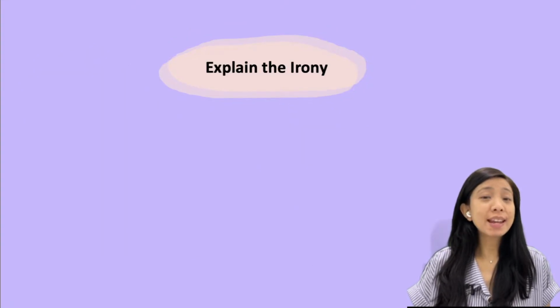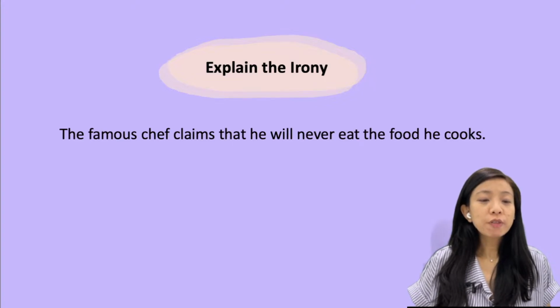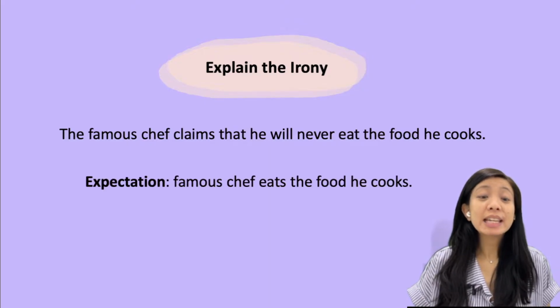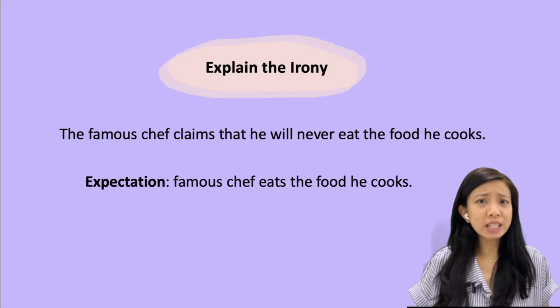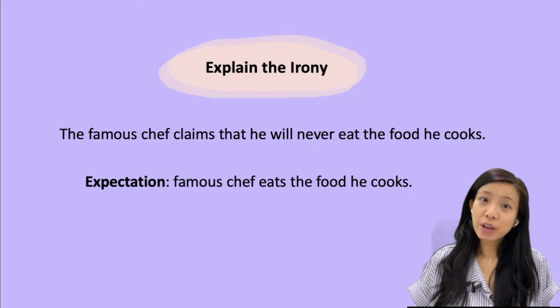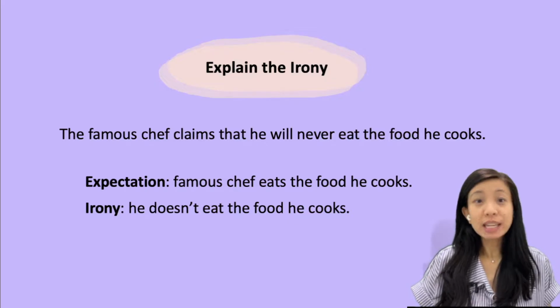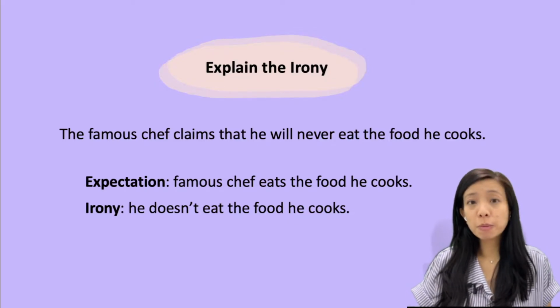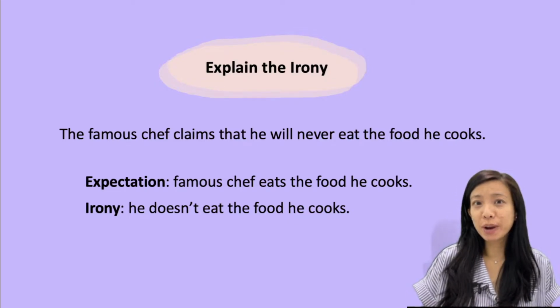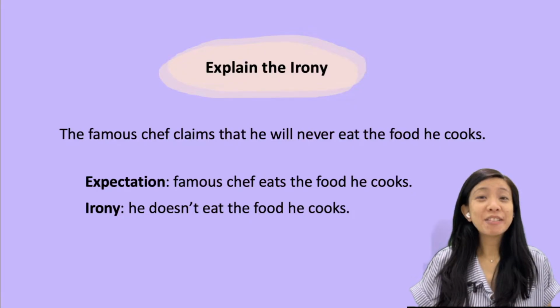Let's take a look at another example. The famous chef claims that he will never eat the food he cooks. So in this situation, the expectation is that he's a famous chef, therefore he should be eating the food that he cooks, right? However, the irony here is he doesn't eat the food that he cooks, even though he's a famous chef and he probably should cook really good food, right? So therefore, this sentence is ironic.